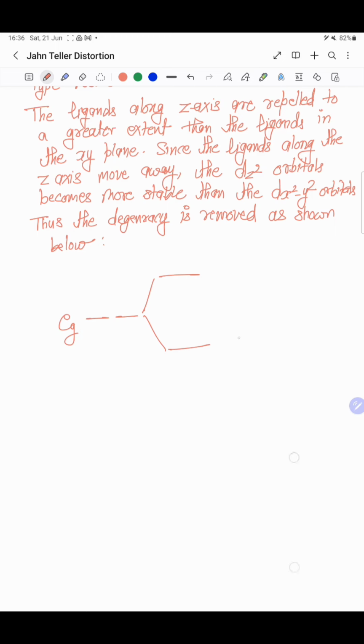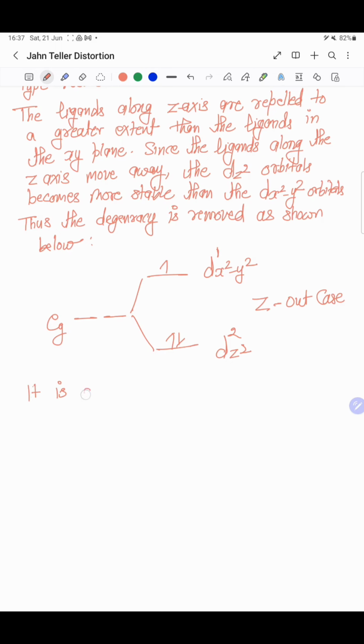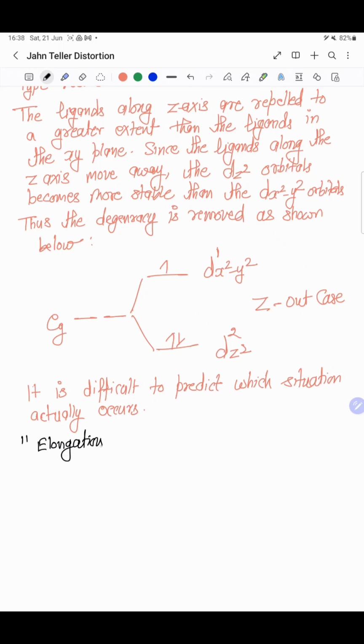Here the eg will split into two energy levels, where dz² will be the lower energy state with 2 electrons and dx²-y² will be the higher energy state with 1 electron. This will be the case of Z out, that is, the ligands along the z-axis will move outward and the ligands along the xy plane will move inward.